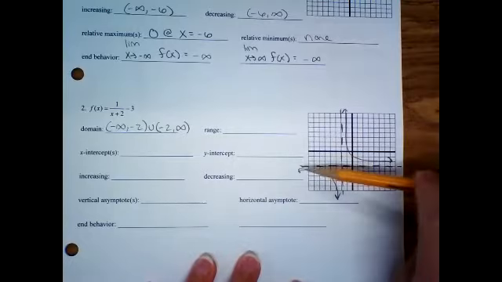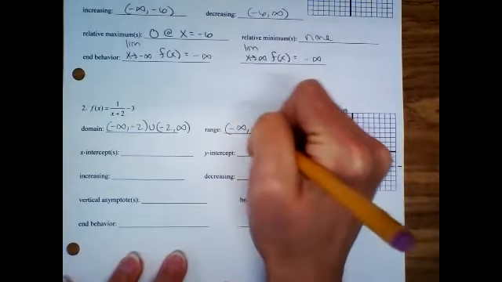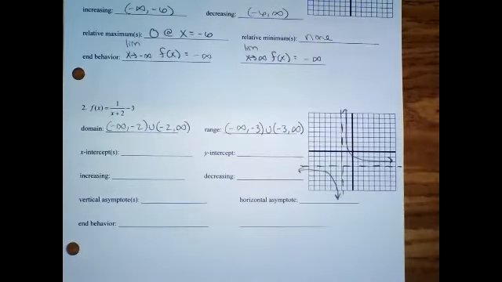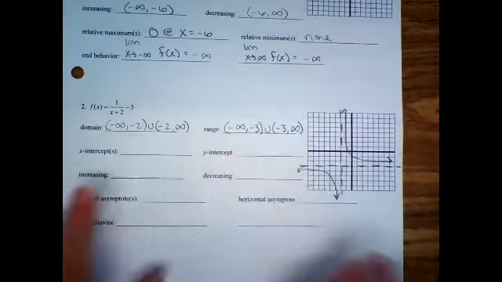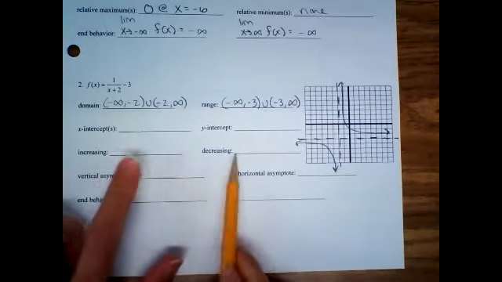Who is not being invited to the range party? -3. So you're going to write it the exact same way, except leave out -3. Because the graph is never going to touch there. All right, these are the hardest things, so I'm going to do that last. It's going to involve work, little work, not a lot of work, just little, but you will have to do some work, okay? Increasing, decreasing.